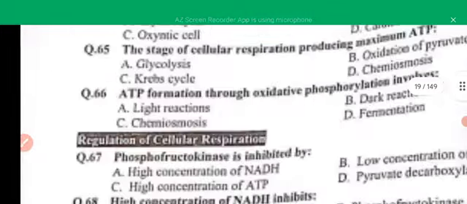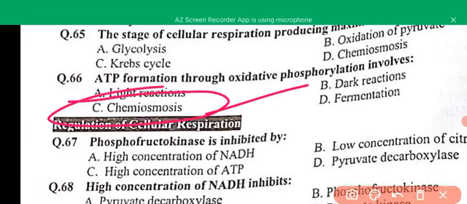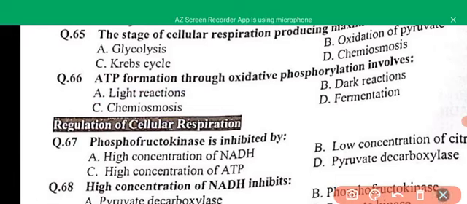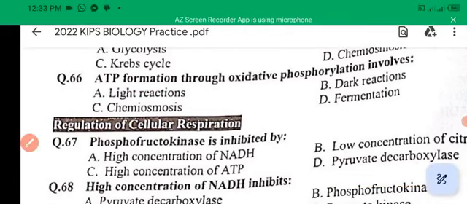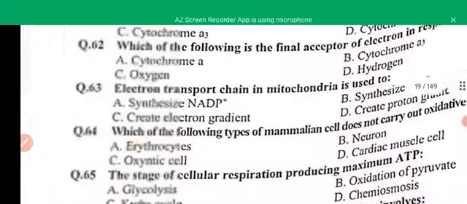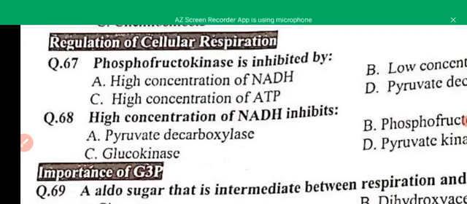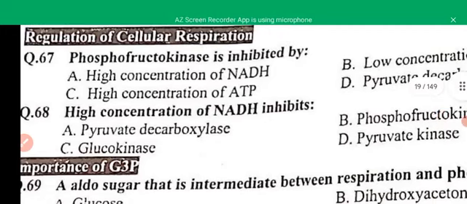Then, ATP formation through oxidative phosphorylation involves direct reactions? No, light reactions? No. Chemiosmosis is the best term for it, because ATP is produced by the chemiosmosis mechanism of oxidative phosphorylation. So the correct answer is 66, C. Best. Good.